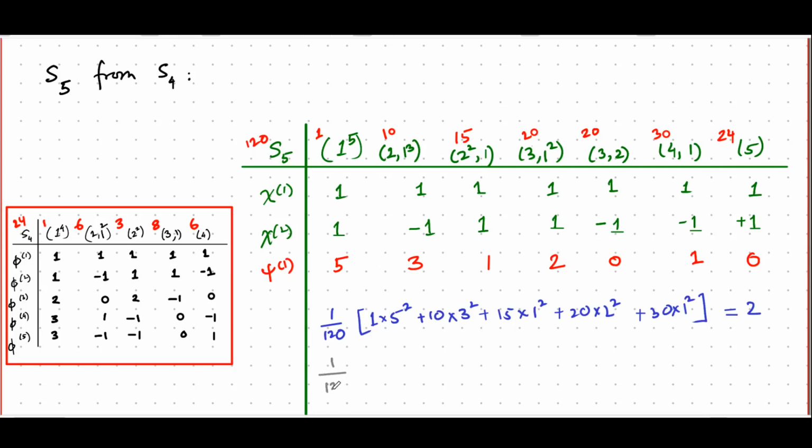If you calculate 1 by 120 times, let me just write things down directly here. 1 times 1 times 1, that's 5. 10 times 1 times 3, that's a 30. 15. 20 times 1 times 2, that's a 40. Nothing from this. 30 times 1 times 1, that's a 30 plus nothing else. So let's just check. This is 20, 90, 50, 90, 120 by 120 equals 1. So chi1 occurs exactly once in phi 1.